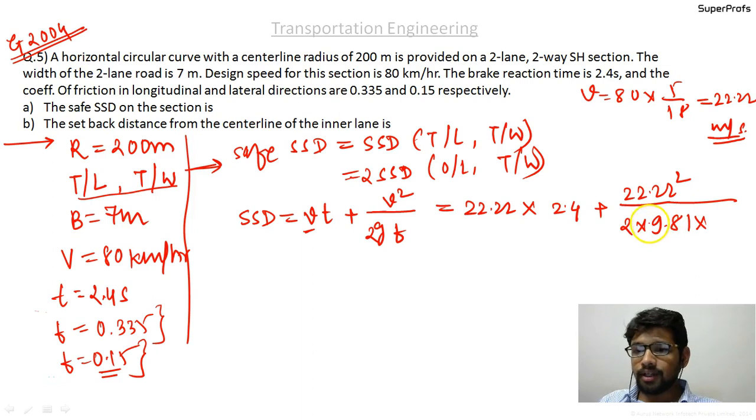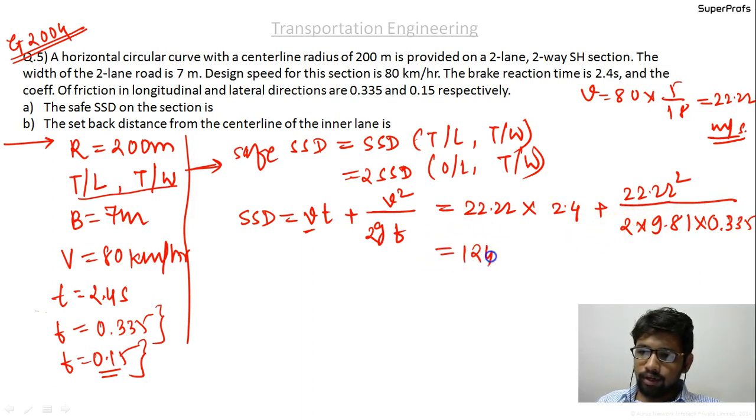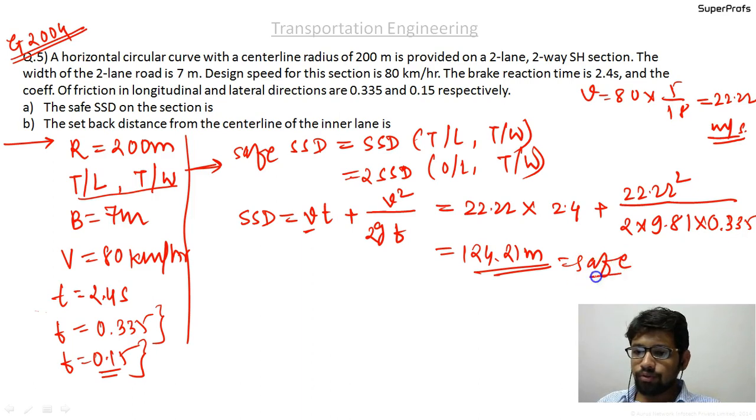Now which friction will you consider over here, longitudinal or lateral? You should consider the longitudinal friction over here because it is the longitudinal motion. So the SSD is equal to 124.21 meters, which is equal to the safe SSD. So the answer is around 125 meters.